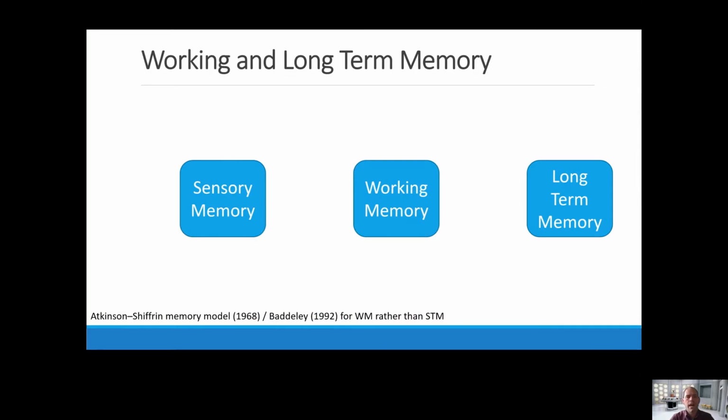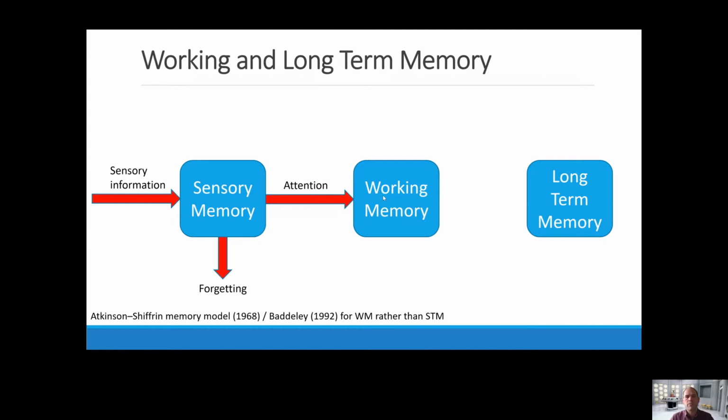So this is the Atkinson-Shiffrin model, updated by Baddeley in the 90s to change short-term memory into working memory. The very basic idea is that we have all of this input into our sensory memory from our eyes and ears and taste and all the other senses, and the majority of that information gets dumped out. Because if we had to process all of that, we'd be completely overwhelmed.